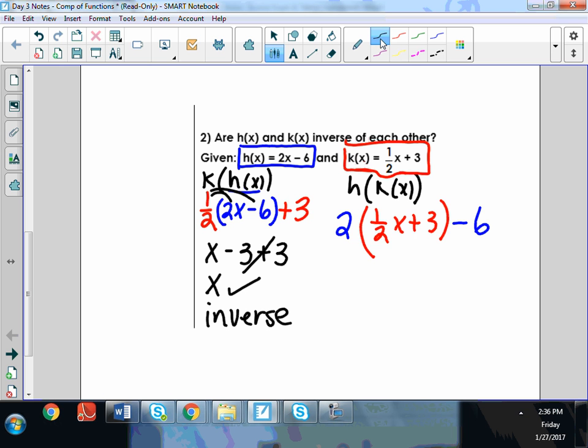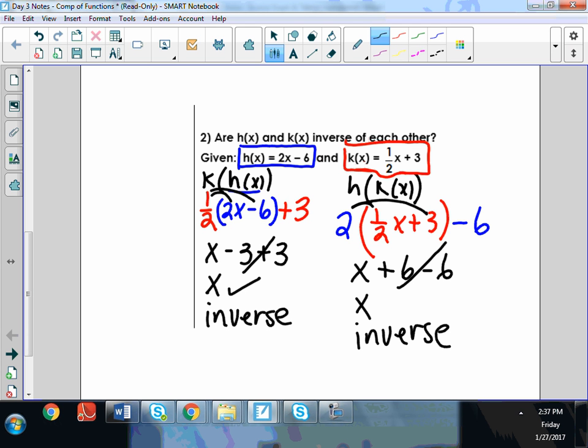Okay, so now I'm going to distribute. So 2 times 1/2 x gives me x. 2 times 3 gives me +6, -6. My 6's cancel. I'm left with x, which tells me they are inverse.